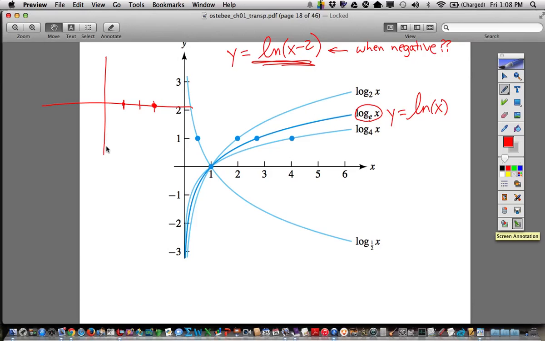And instead of having a vertical asymptote here at the y-axis, it's where? It's at 2. And so that natural log graph is going to come up through here, and it's going to do this. Since I know that about natural log, and I know that's a shift of 2, all I need to know is when are the y values negative. What would you say?